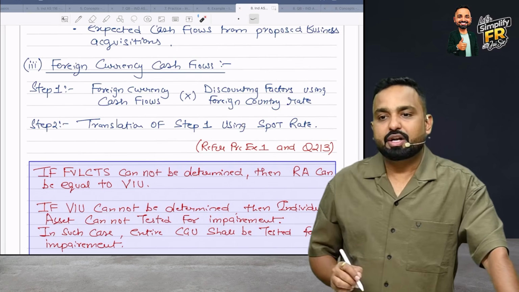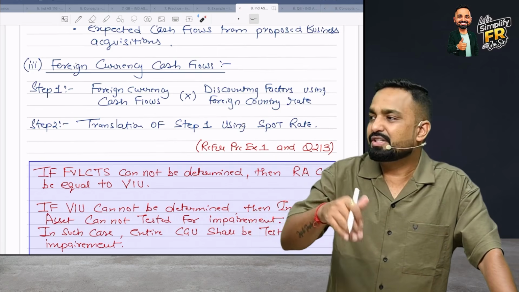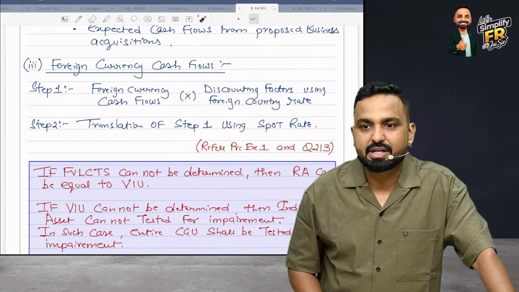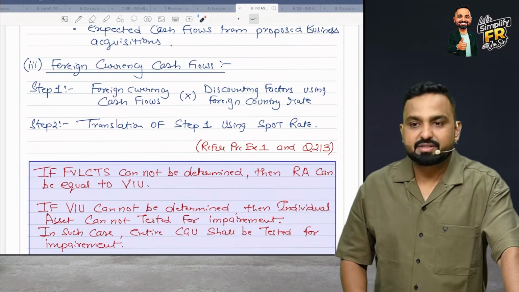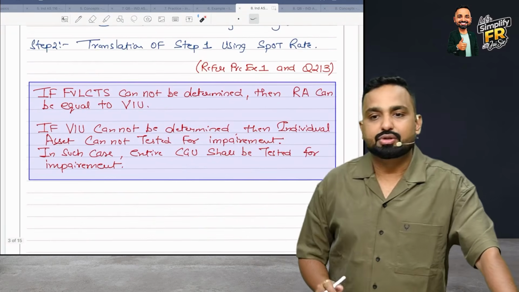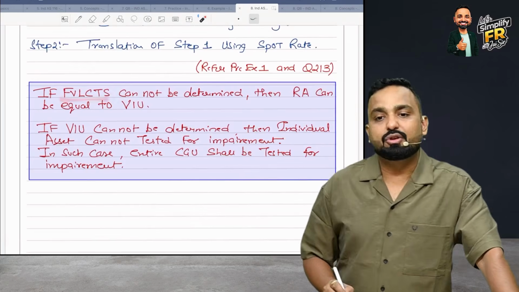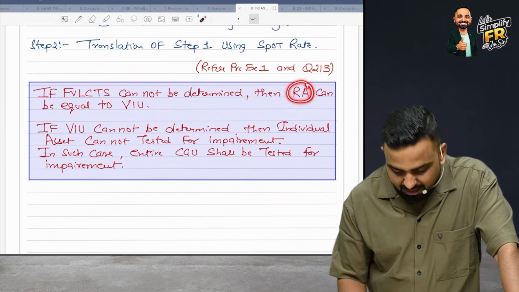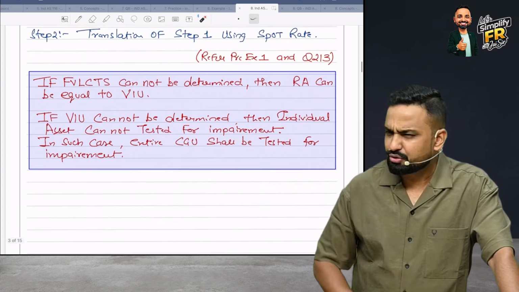Spot rate means today's rate at which you are valuing, measuring the value in use. Guys, are you understanding? So it is your foreign currency cash flows. One important thing we understood: if you can't identify fair value less cost to sell, it's fine. You can treat recoverable amount as value in use, it's not an issue.